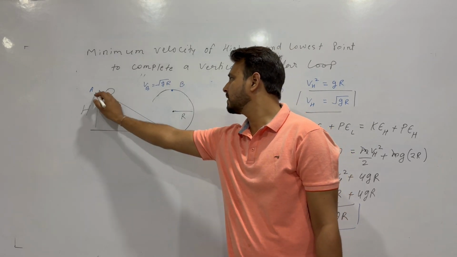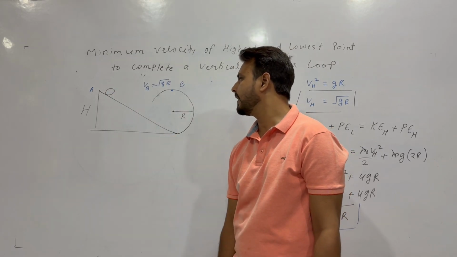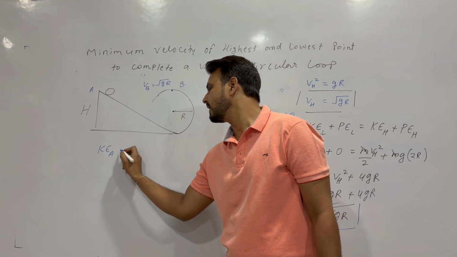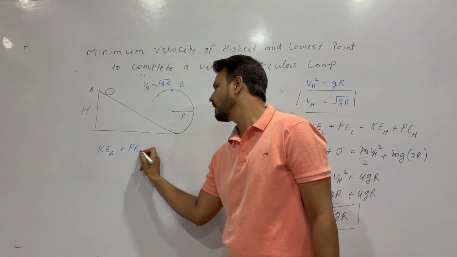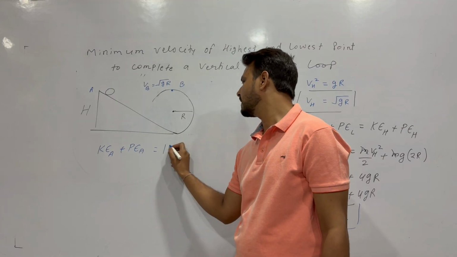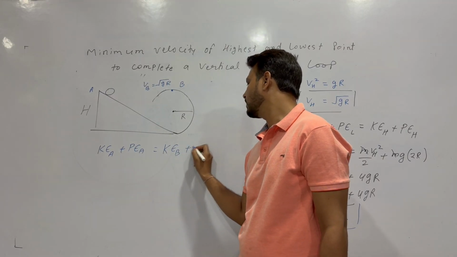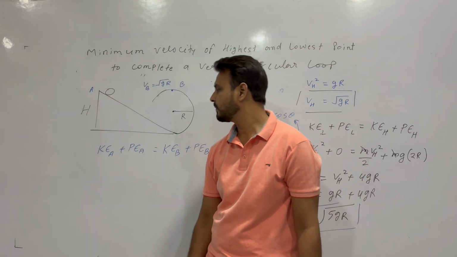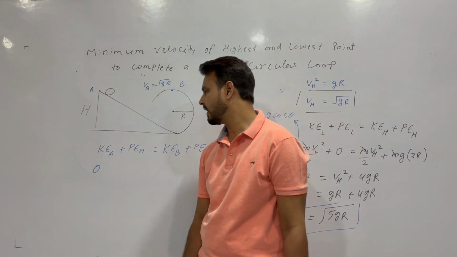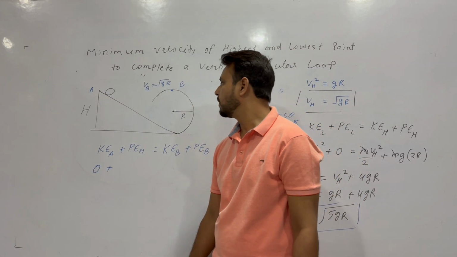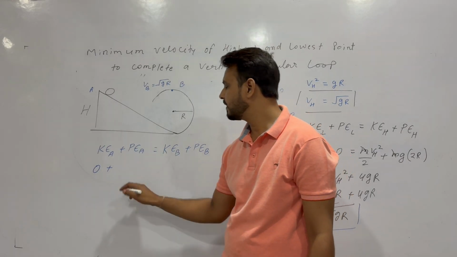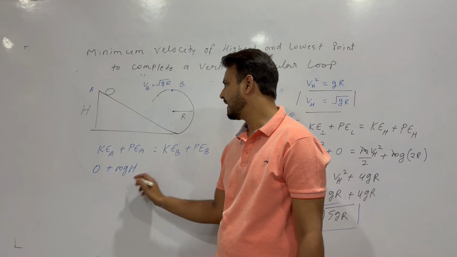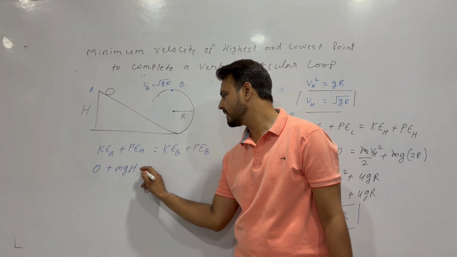So using conservation of energy at these 2 points A and B, we can say sum of energies at A point will be equal to sum of energies at B point. So what is the kinetic energy at point A? As it is released, kinetic energy will be equal to 0. Now what will be potential energy at this point? It will be given by the formula mgh, as point A is having height h.